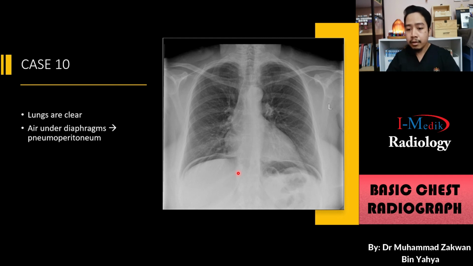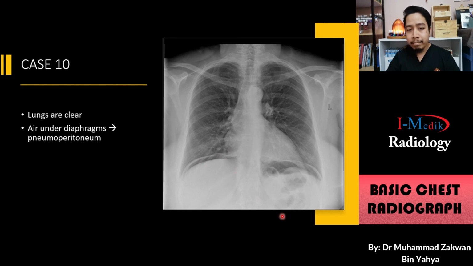Yes, it is an abdominal or peritoneal pathology, but we don't just look at the lung fields only. We need to see all the structures within these images, including the diaphragm as well as below the diaphragm. We can see here air under the diaphragm, so it is a sign of pneumoperitoneum.